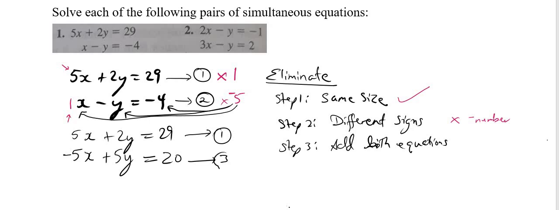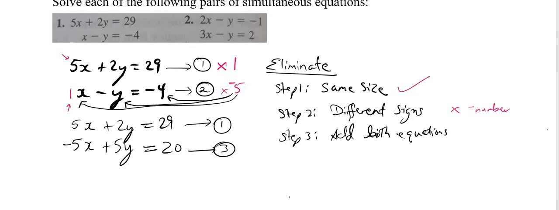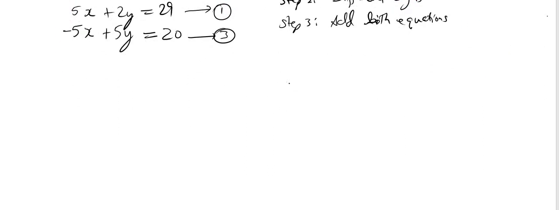And this is our new equation, equation 3. So now let's examine both equations that we have now. Remember we said we want to have the same size, different signs. And we do have different signs. This 5x is positive, this 5x is negative. So now we'll proceed to add both equations.